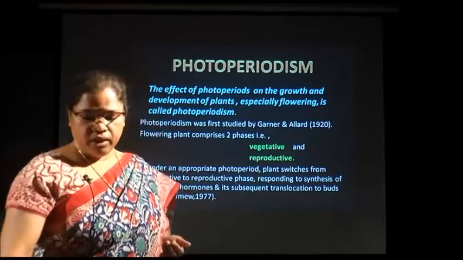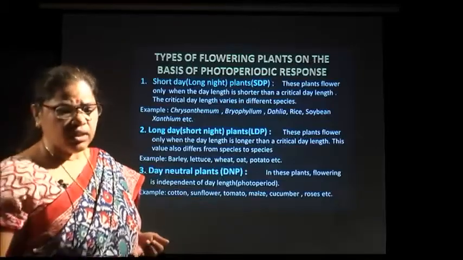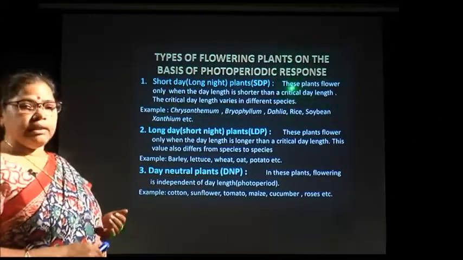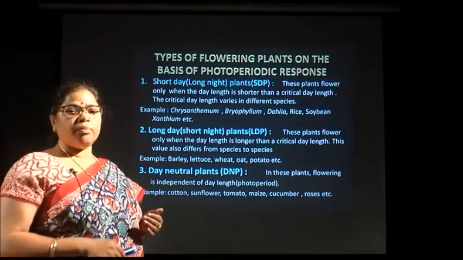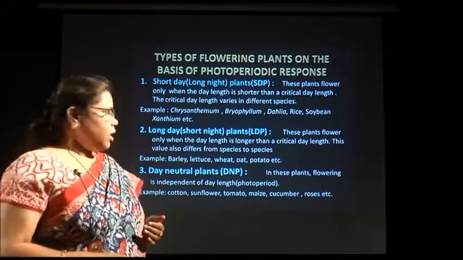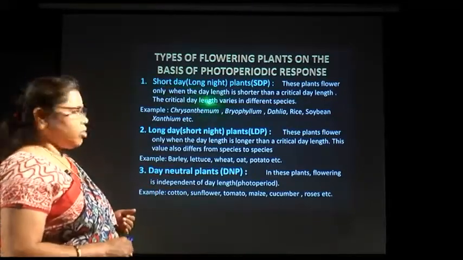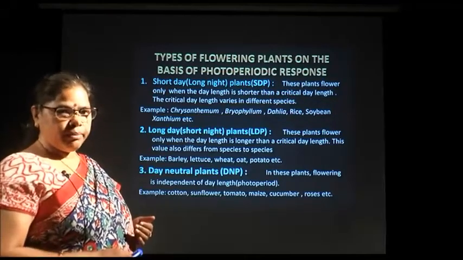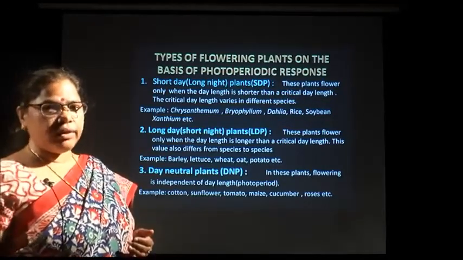Then only flowering occurs. These flowering plants are divided into three different types according to their photoperiodic response: short day plants or SDP, long day plants or LDP, and day neutral plants or DNP.